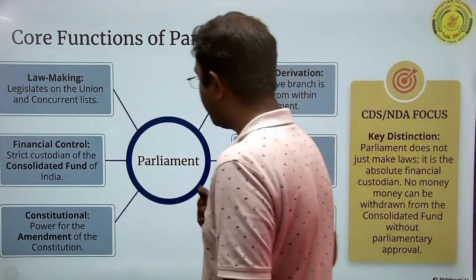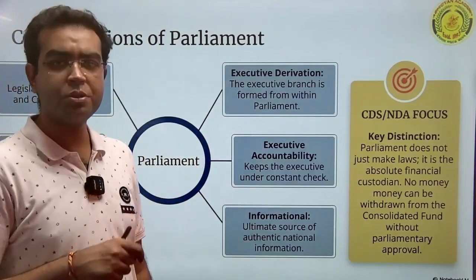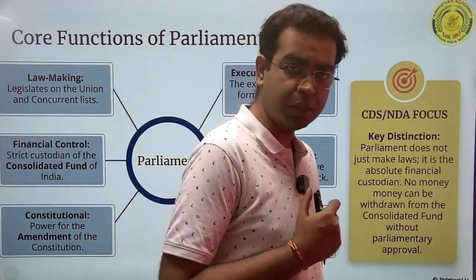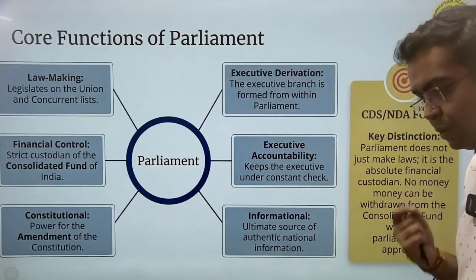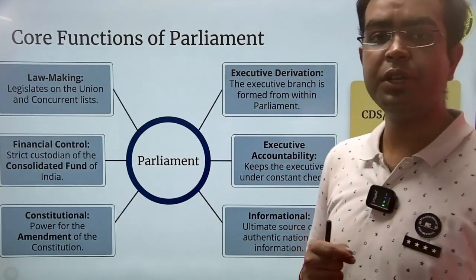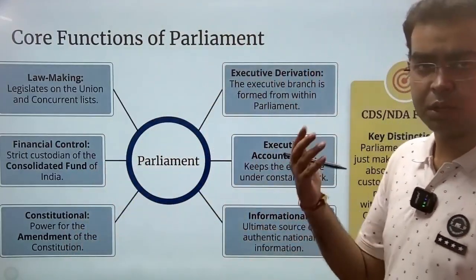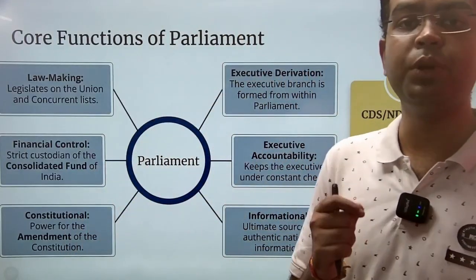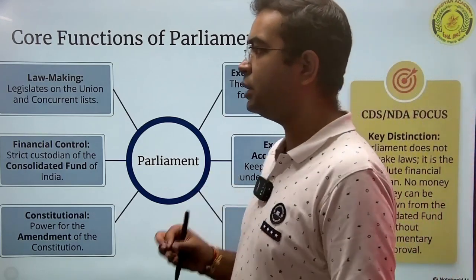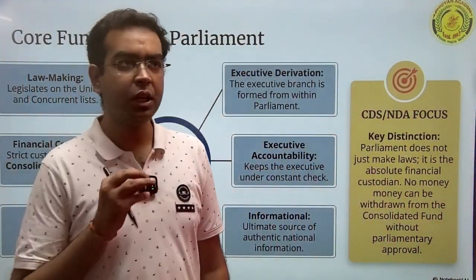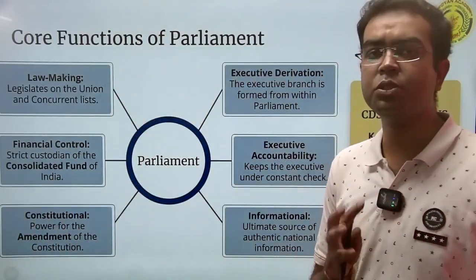Then it holds the executive accountable. If the prime minister and his council of ministers are not working properly, then they will be accountable to the Parliament, because the Parliament has the power to raise a no confidence motion and bring down the government, the prime minister and his council of ministers, if they are not working properly. Also, it is the most authentic source of information. The information published by the Parliament is the most authentic source of information in this whole country.